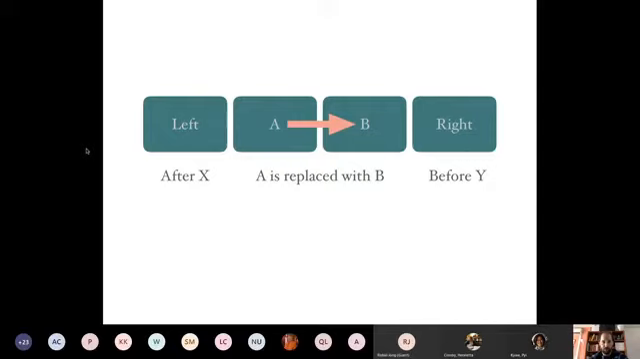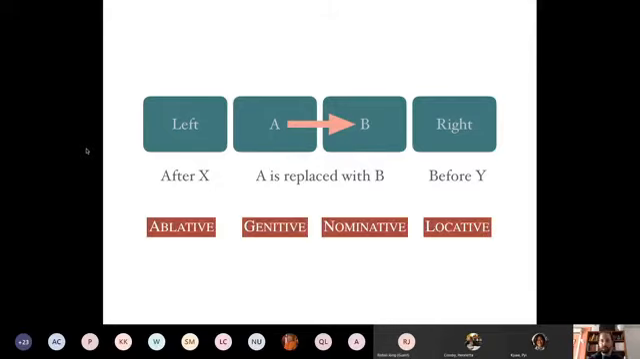The left context will tell us that after X item, A is replaced with B. And the right context will tell us before Y, so before another item. This right context is very important here, and is expressed in the locative, as you can see. And sometimes this locative or sattami is called the nimitta sattami, because it's a very important condition for the operation to take place. The code here of case endings used in a technical manner is the following.